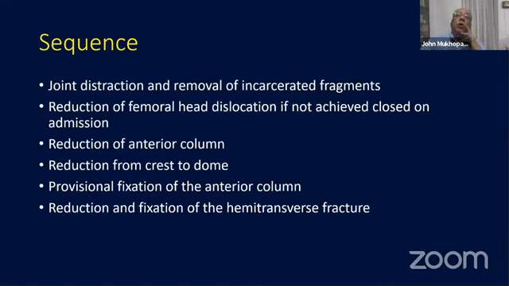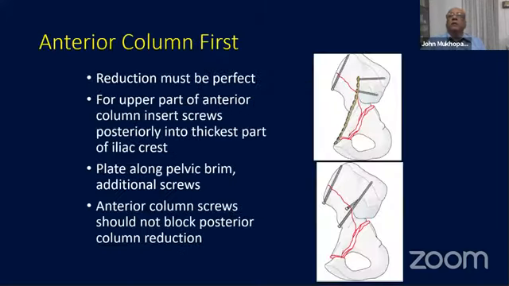And then you would do your provisional fixation of the anterior column, then your definitive fixation, and you have to decide on your hemitransverse fracture. Because these are minimally displaced, you can sometimes manage it through your anterior approach. Sometimes you may need a posterior approach to fix a small plate onto the posterior part of the column fracture.